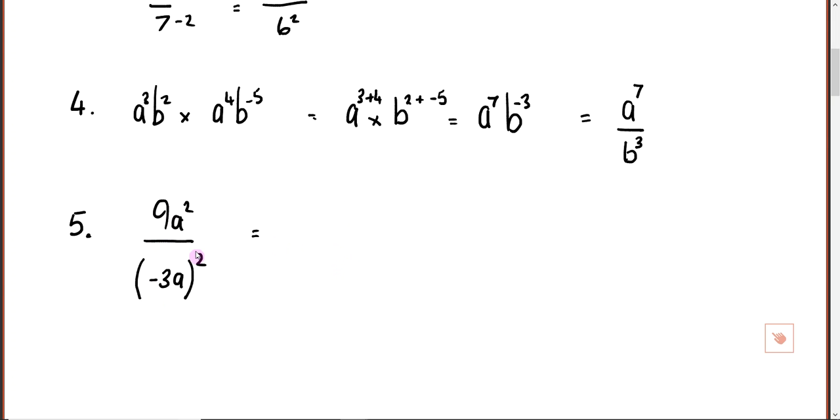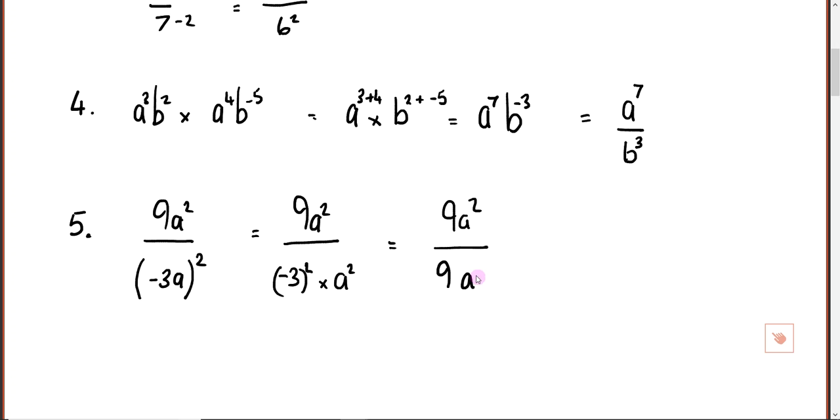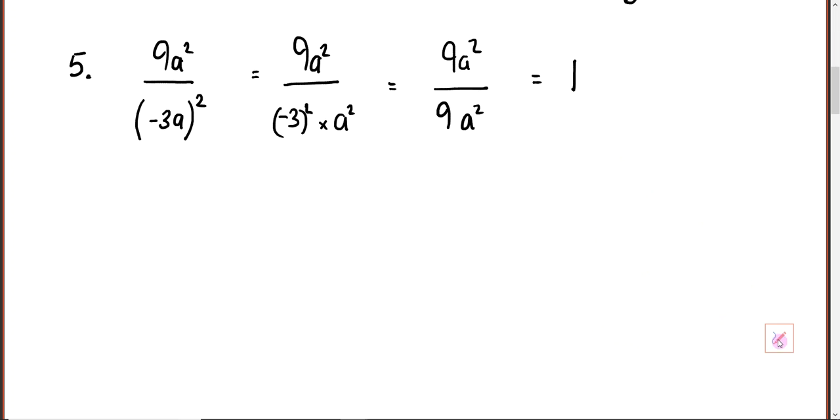Right, so this one then, the top stays the same. The squared applies to both, so we've got negative 3 squared and a squared. What's negative 3 squared? 9. So this is one step, which we then know is 1. Anything divided by itself is 1. I got this wrong. I did 9 minus 9.